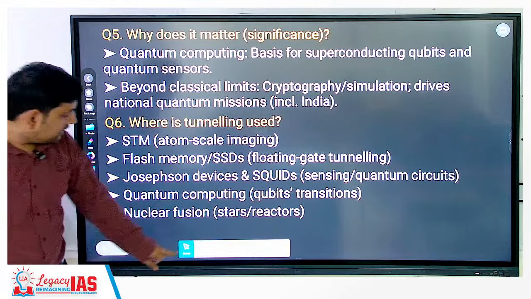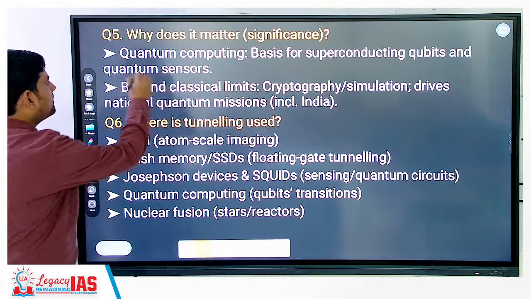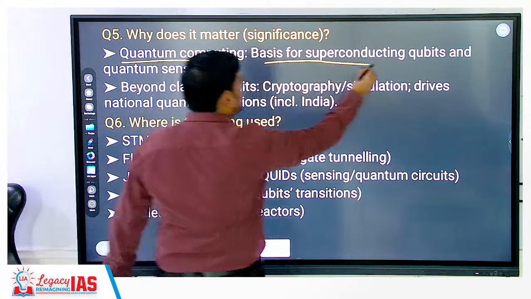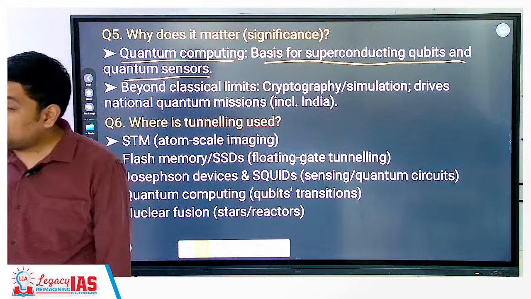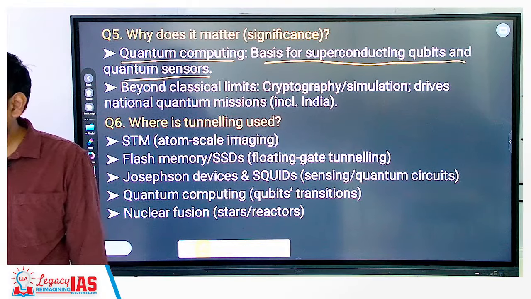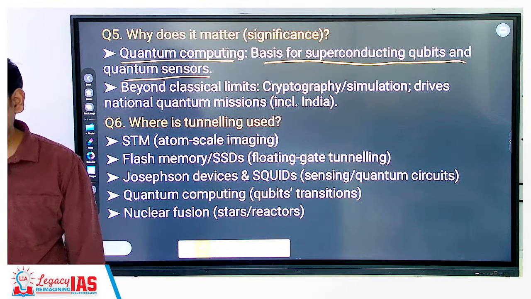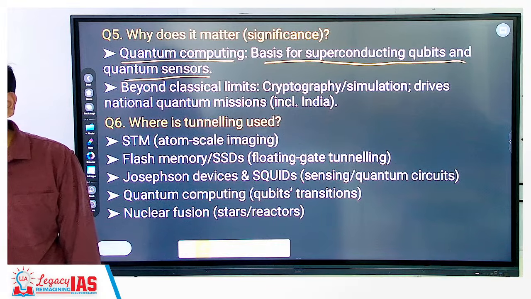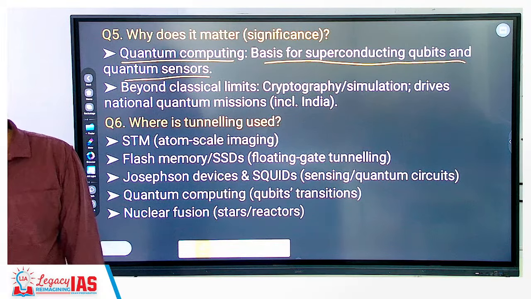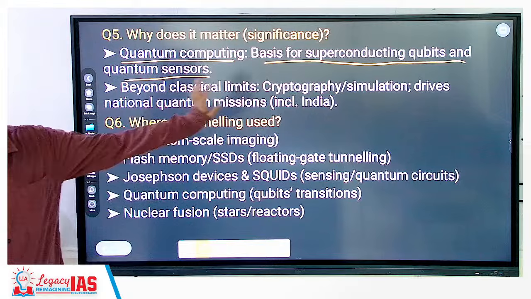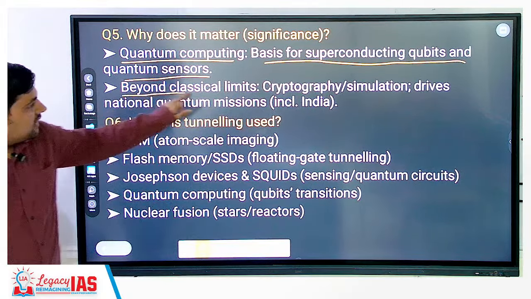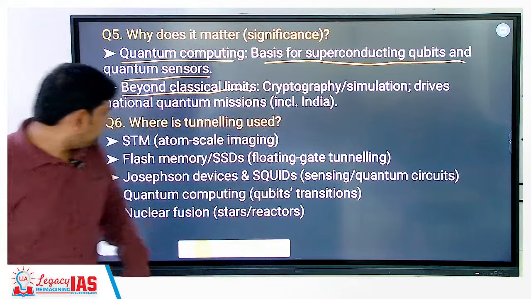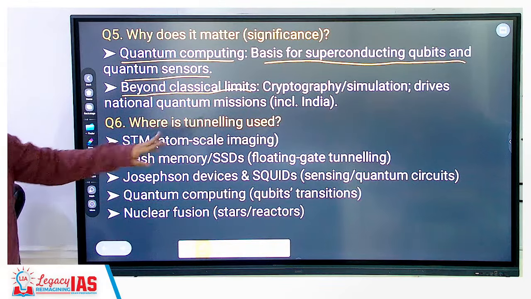Why does it matter? In quantum computing this can be the basis for superconducting qubits and quantum sensors. Like you have bits, similarly you have qubits, which are used in quantum technologies. They can have different kinds of quantum properties, and one of them is tunneling also, so that can be shown. Then, beyond classical limits. Now, where is tunneling used?